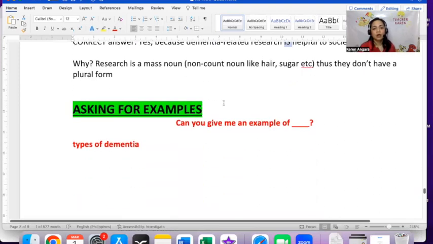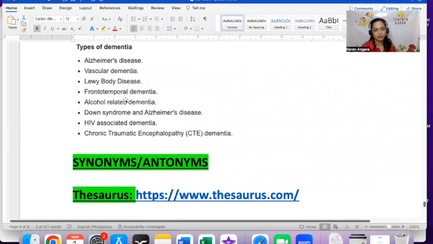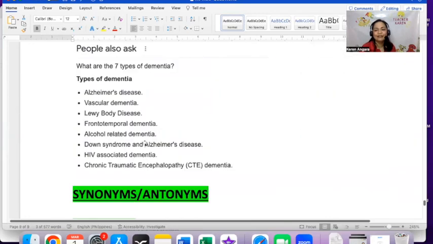So the last form of trap question would be asking for examples. Can you give me an example of, for instance, types of dementia? Because it's covered by the article. Once again, please use Google. See, there are answers. Oh, there's one last type of trap question.